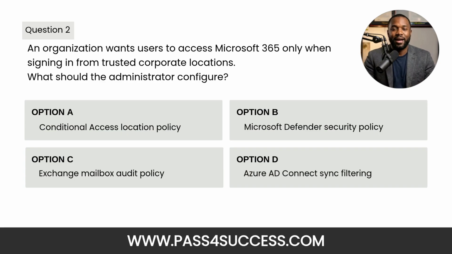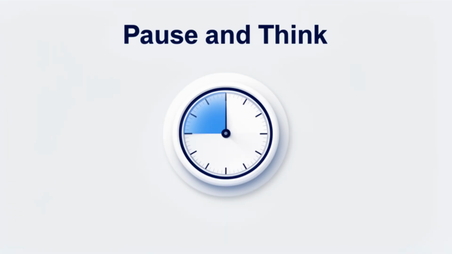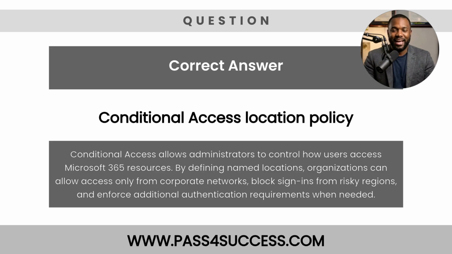Question 2. An organization wants users to access Microsoft 365 only when signing in from trusted corporate locations. What should the administrator configure? A. Conditional Access Location Policy. B. Microsoft Defender Security Policy. C. Exchange Mailbox Audit Policy. D. Azure AD Connect Sync Filtering. Pause for 5 seconds. Think about it. The correct answer is A.